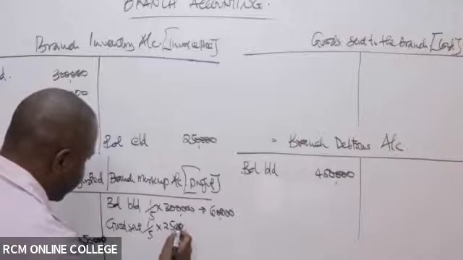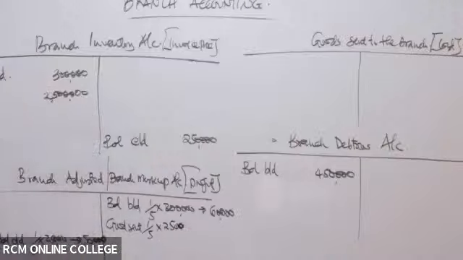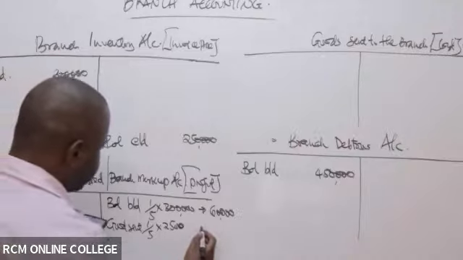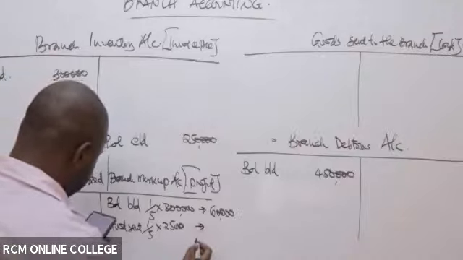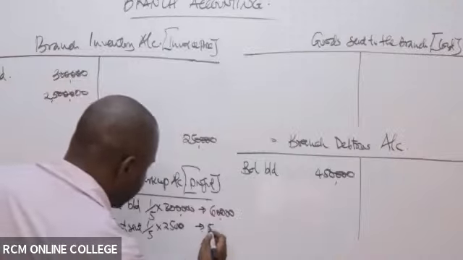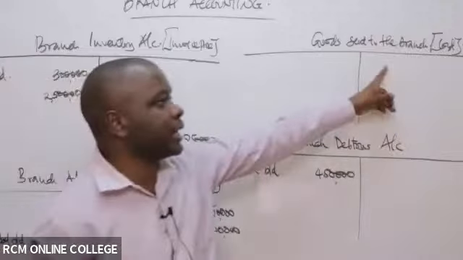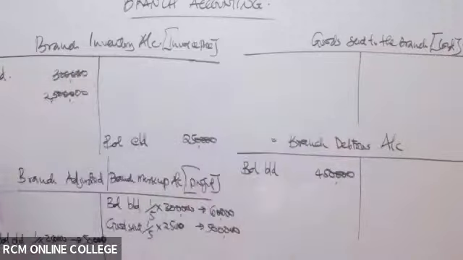If you can see there, they are indicating you credit the branch markup and you credit the goods sent to the branch. So you take a fifth of this. It comes to how much? Is it 500,000? I think it is 500,000. It means in the goods sent to the branch, we'll credit how much?